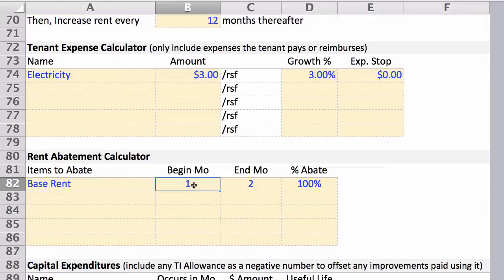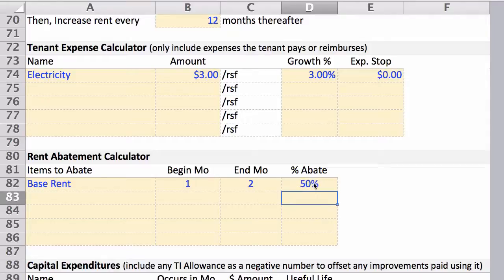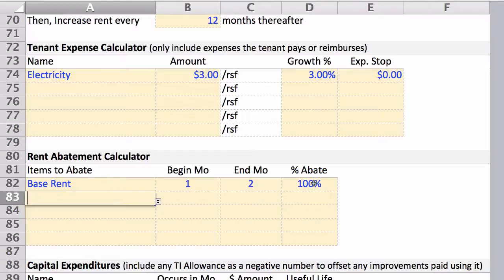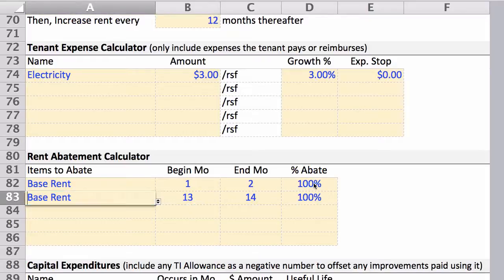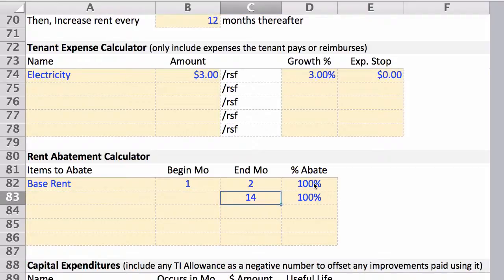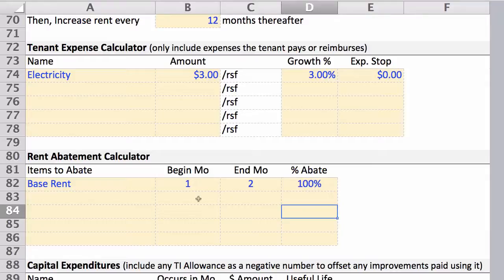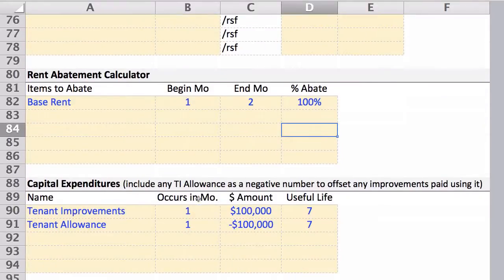In this instance, we've abated the base rent for the first 2 months of the lease, and we've abated 100% of that. You could abate 50% of that if that's what the deal terms called for. Additionally, if there was additional base rent abatement, let's say in the second year, month 13 and month 14, 2 months at 100%, you could just add those lines into the base rent calculator, and we would abate additional months of base rent.